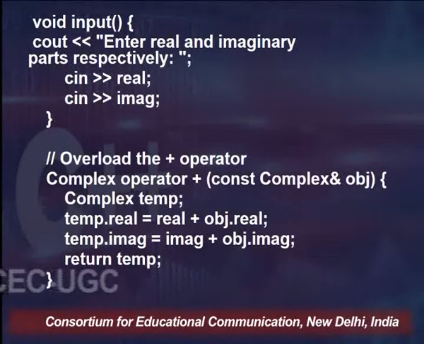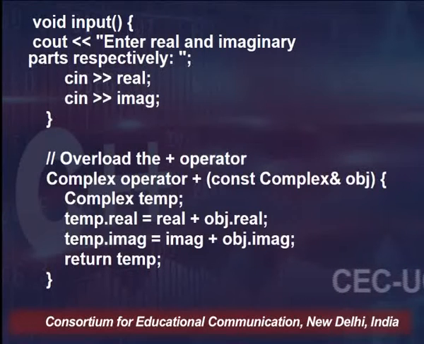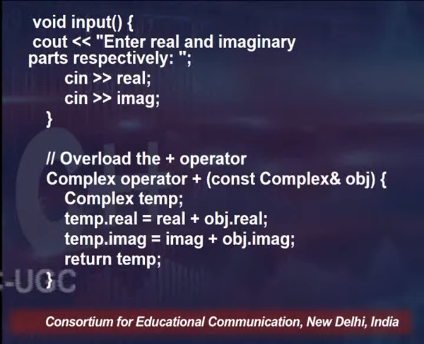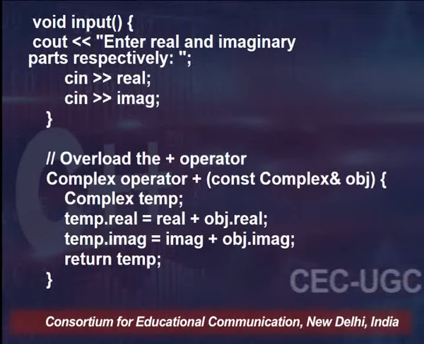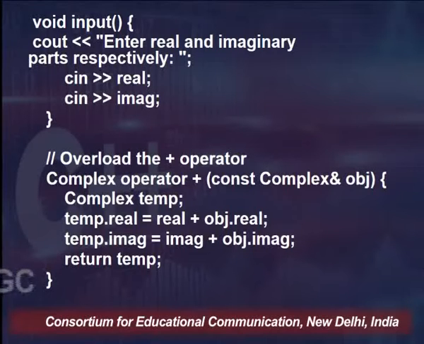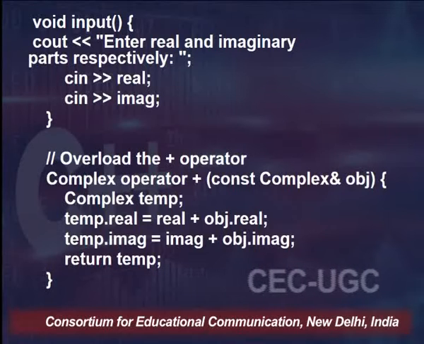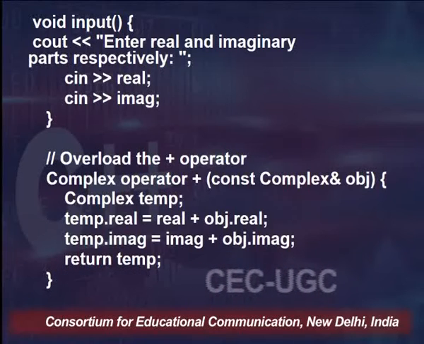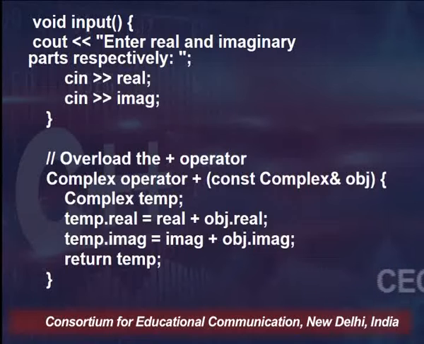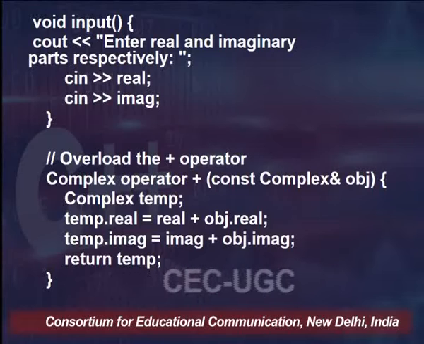Then, in order to take the input, we have taken two inputs using the cin statement from the user. The appropriate message is shown, enter the real and imaginary parts respectively, and cin real and cin imag are taken from the user. So this function takes two input values corresponding to one object of the class complex, and these two values are real and imaginary, as I have told you, x + yi. So we are actually taking x and y.